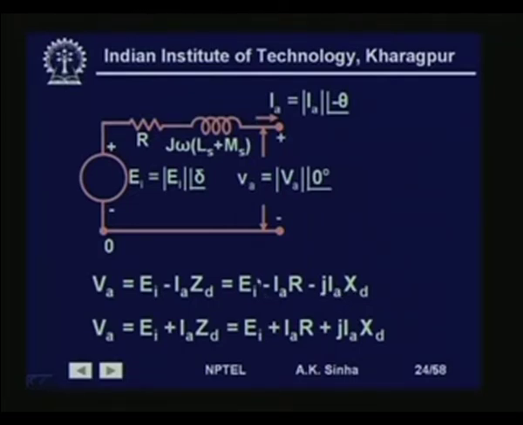D into I A. If it is acting as a motor, then we are exciting from here. Therefore, V A is equal to E I plus this, that is E I is equal to V A minus this. So, V A is equal to E I plus I A Z D, that is equal to E I plus I A R plus j I A X T. So, this is a very simple model for the synchronous machine, which when acting as a generator or acting as a motor. This is a model which is used for steady state operation of the synchronous machine.